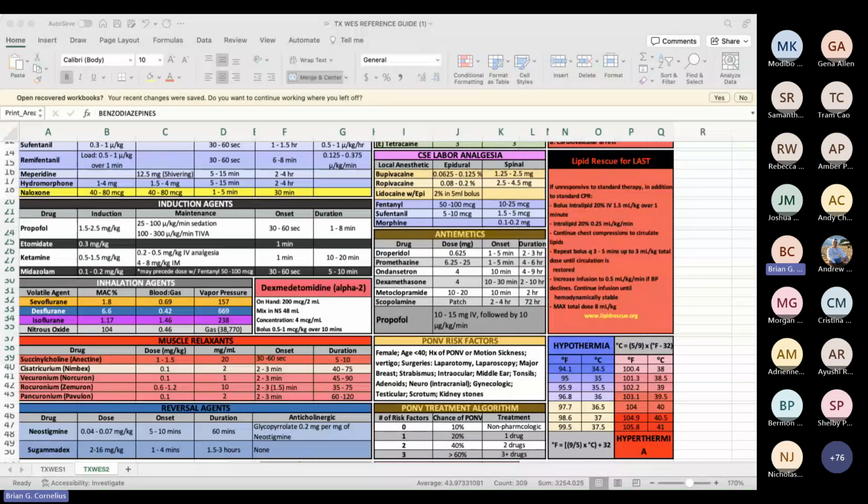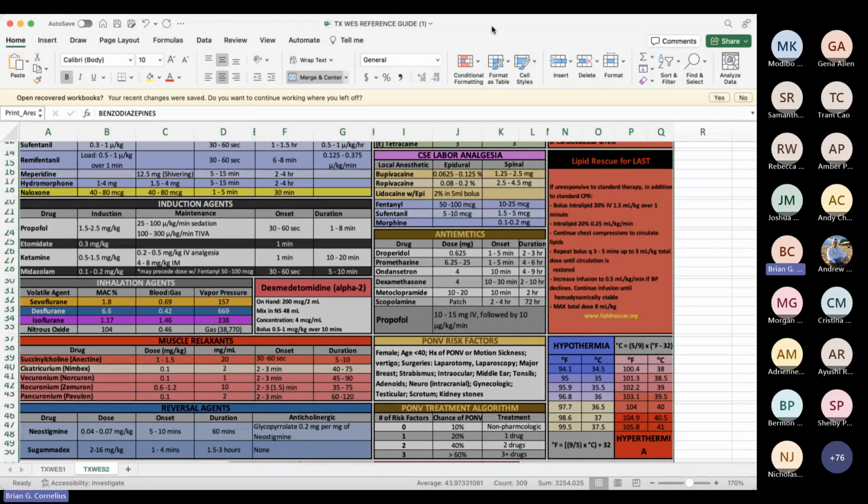Okay, so we've got our gas going. A couple people had mentioned some sort of antiemetic agents. So what do we want to give this patient for antiemetics?